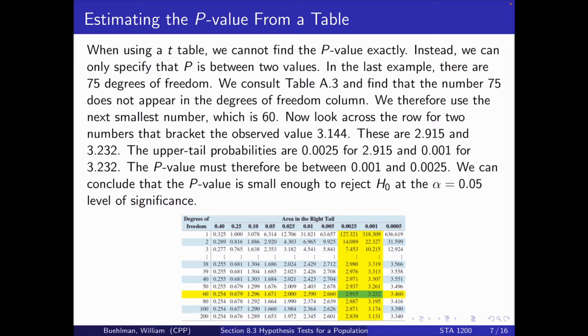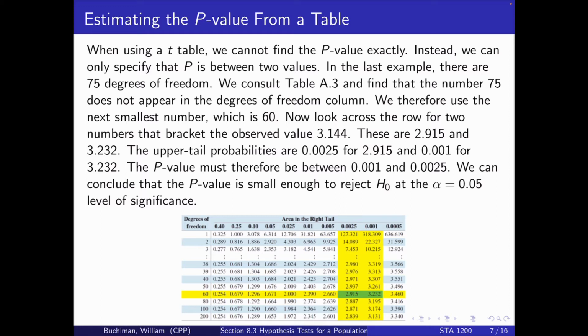We therefore use the next smallest, remember that, smallest number, which is 60. Now look across the row for the two numbers that bracket the observed value of 3.144. These are 2.915, so that's lower than 3.144, and 3.232 because that's higher than 3.144. So you can see how 3.144 is trapped in between those two numbers.